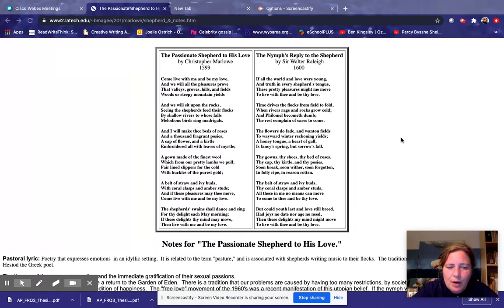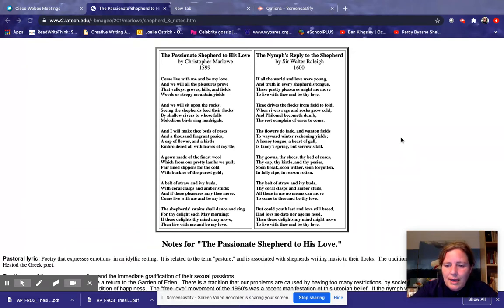The shepherd swains shall dance and sing for thy delight each May morning. If these delights thy mind may move, then live with me and be my love.